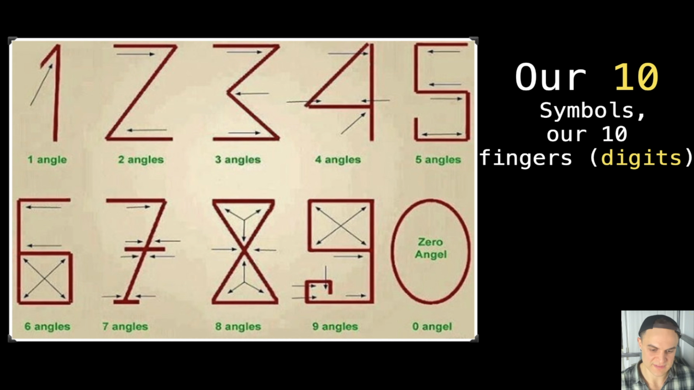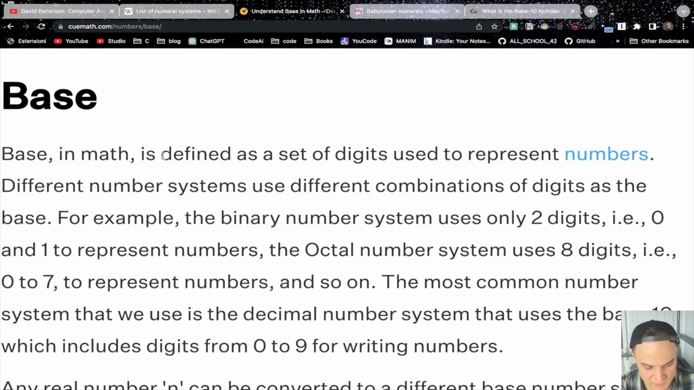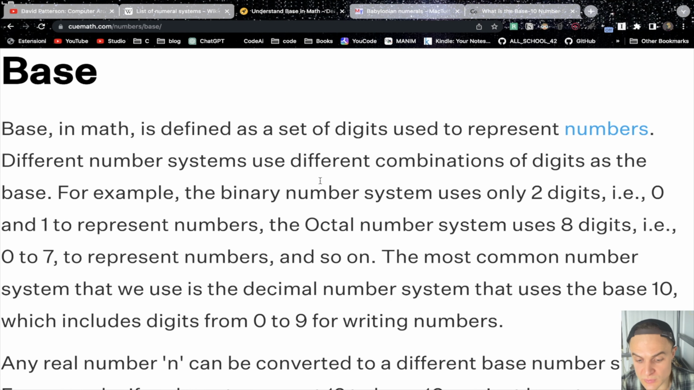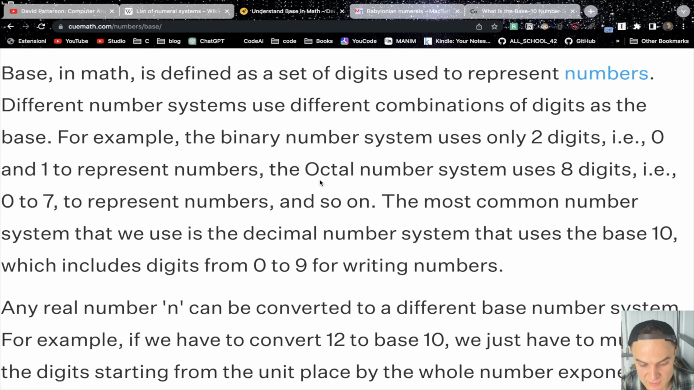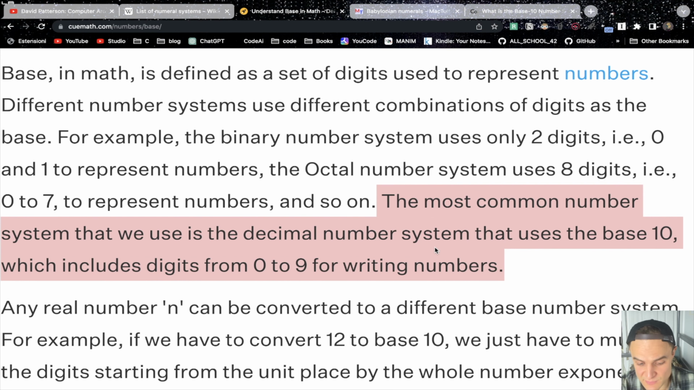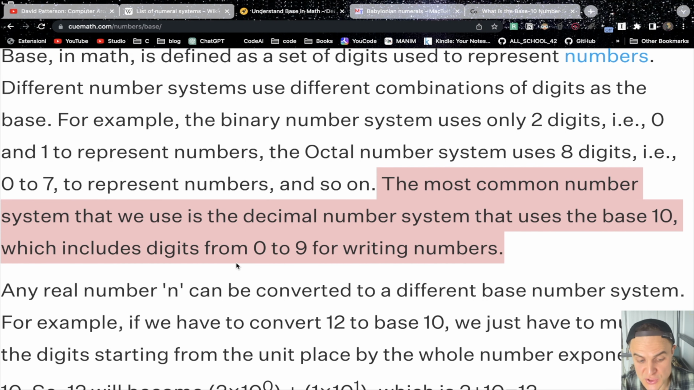So we have our system, which is the base 10 system. What does it mean? What does it mean, base 10? As you can see from the math definition, base is defined as a set of digits used to represent numbers. Different number systems use different combinations of digits as the base. For example, the binary number system uses only 2 digits, namely 0 and 1 to represent numbers. The octal numeral system, which is used in computer science, uses 8 digits. Namely, we have from 0 to 7, namely 8 digits, hence base 8, to represent numbers, and so on. The most common number system that we use is the decimal number system that uses the base 10, which includes digits from 0 to 9 to write numbers. It's the system we use on a daily basis.